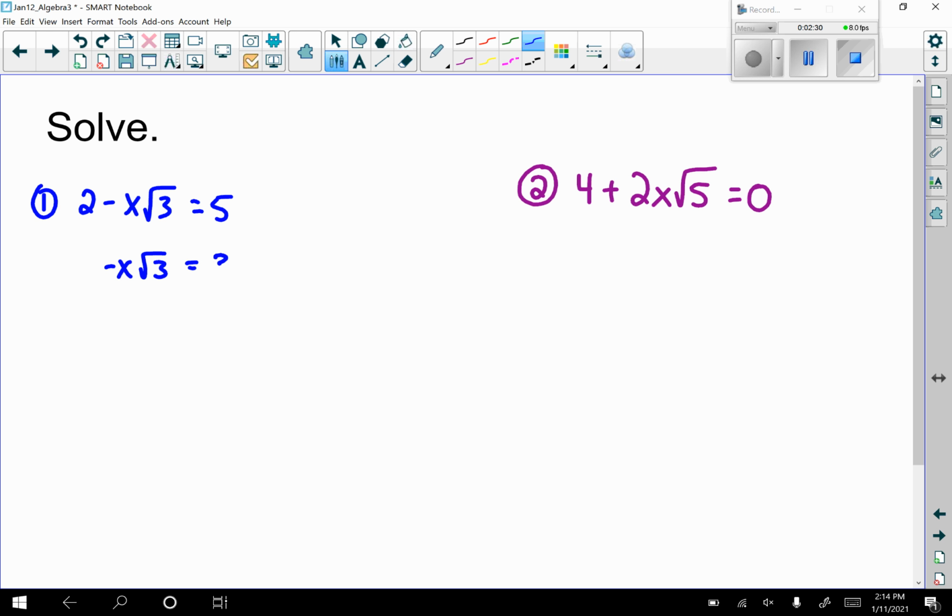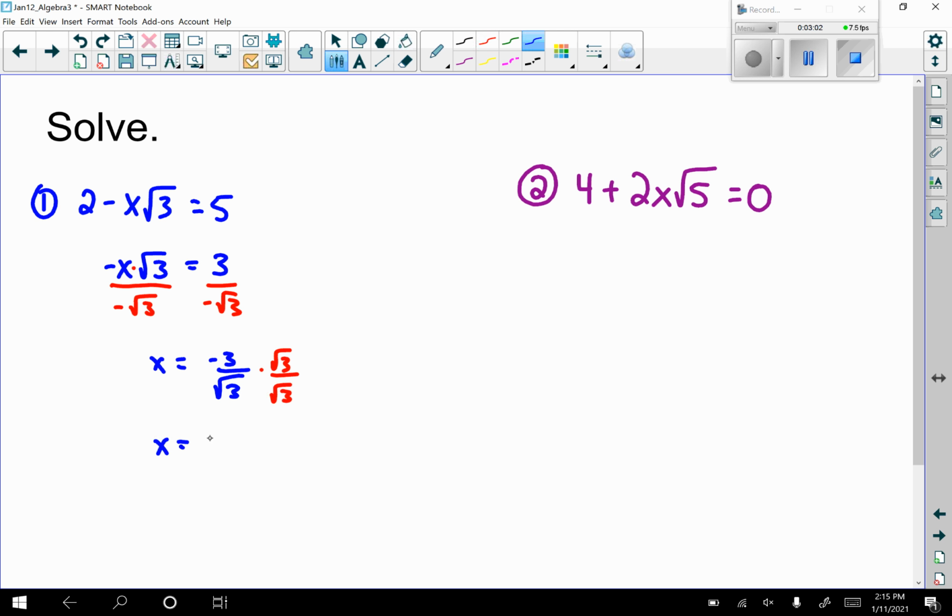5 minus 2 will give me a 3. So this is still negative x times a radical 3. What I want to do is get rid of the negative and the radical 3, so I'm going to divide both sides by negative radical 3. Now x is simply equal to, I can move that negative up top or just keep it out front, negative 3 over radical 3. Now I can't have that radical 3 in the denominator, so I'm going to rationalize the denominator by multiplying top and bottom by radical 3.